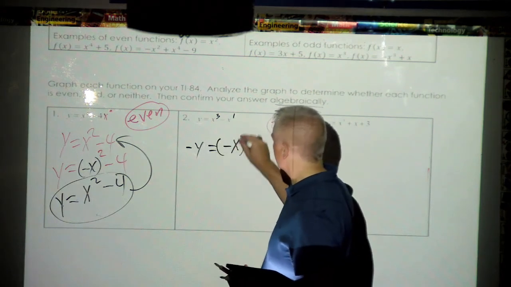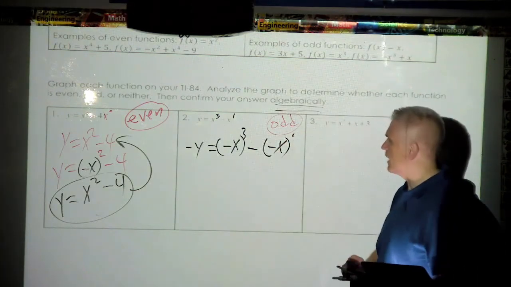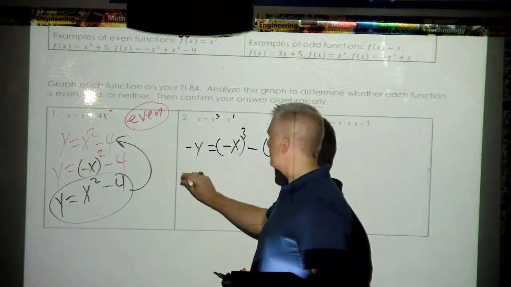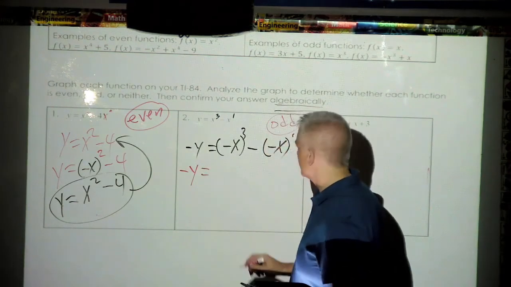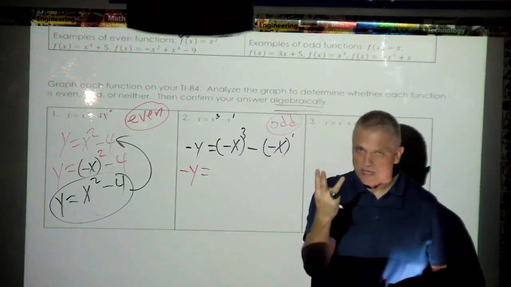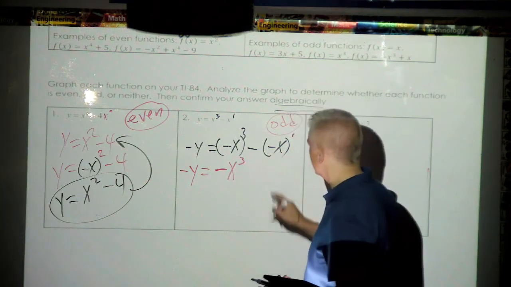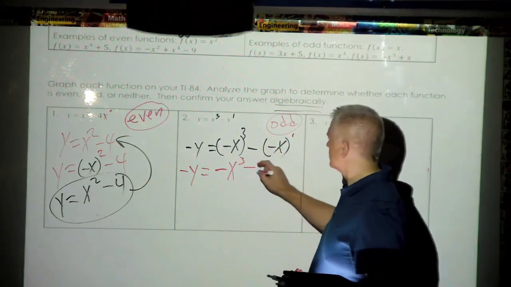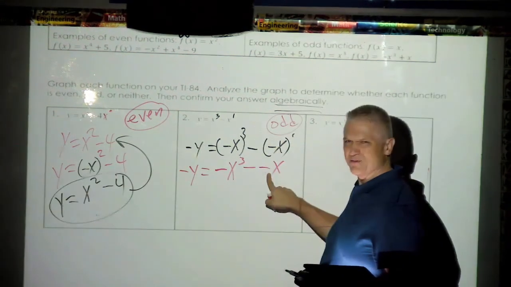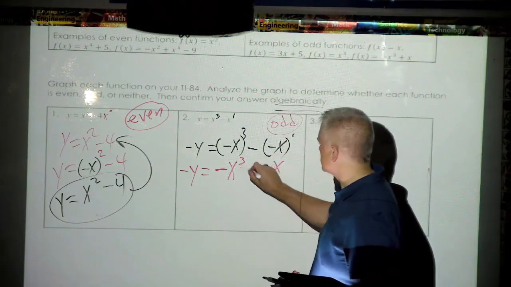Negative x to the third, minus negative x to the first, if you want. Now we just have to be careful on our simplifying. Let's simplify the right side, because the left side is as simple as you're going to get. Negative to the third power: negative times negative is positive, times the third negative is negative. So this is negative x cubed. Minus negative x to the first is minus negative x. Minus negative, I'm going to write as plus.